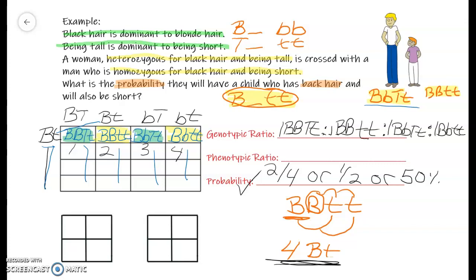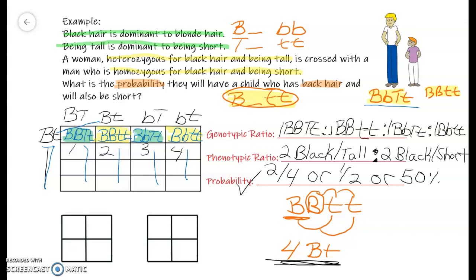So I could write 2, I'll just write black for black hair and slash tall, 2, colon, the highlighted yellow ones, 2 individuals who have black hair and be short. So 2 black slash short. And that would be my phenotypic ratio. All right, so our problem is done.